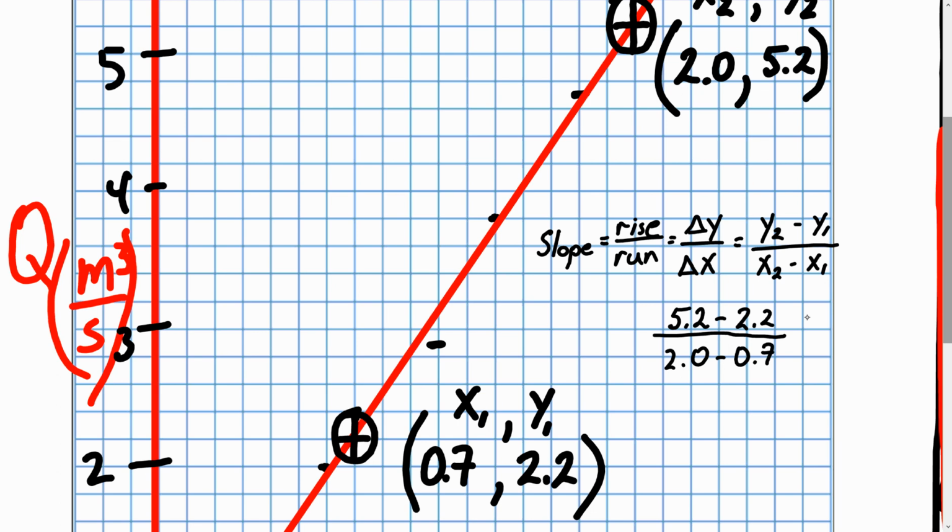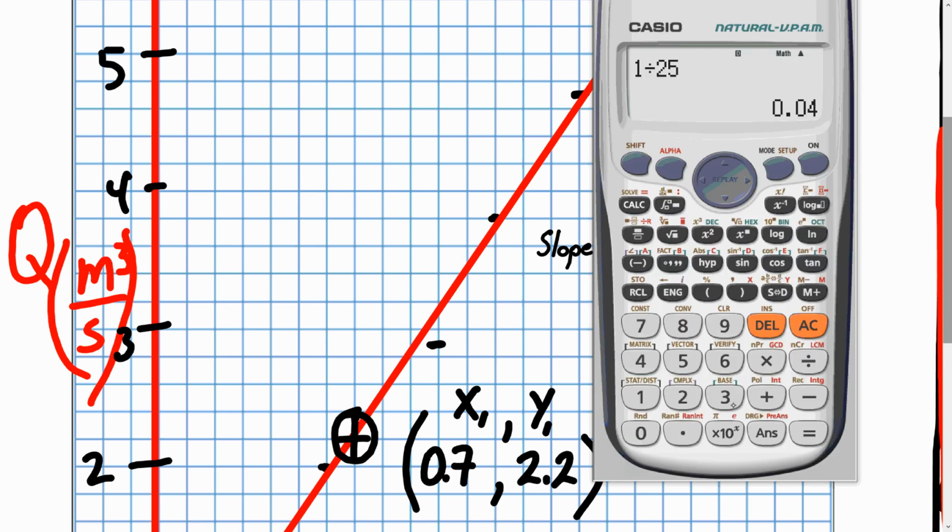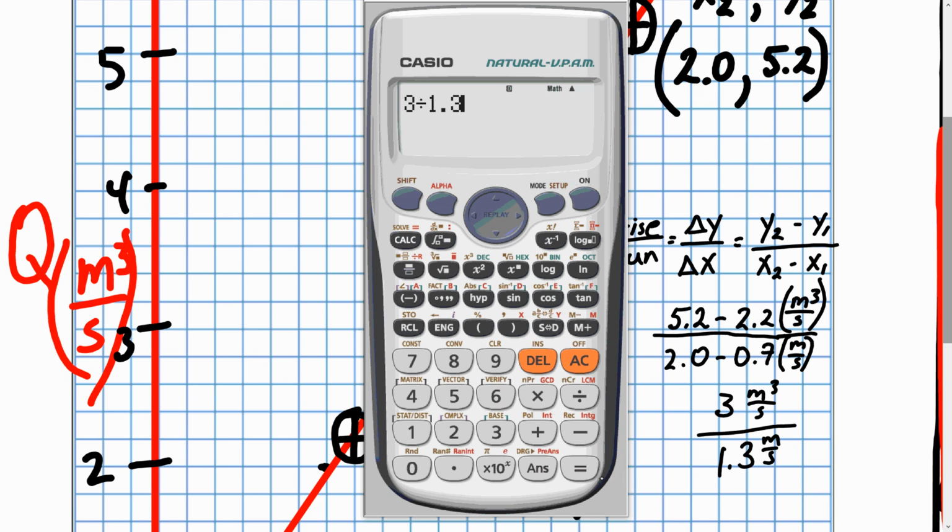I'm going to write my units down off to the side. All this stuff is meters cubed per second over meters per second. I want to keep this somewhere because I need to keep up with those units at the end for my slope. When I divide that out, I've got 3 meters cubed per second over 1.3 meters per second across the bottom. Now take a calculator, 3 divided by 1.3, and I've got an answer of 2.3. And there's my slope.